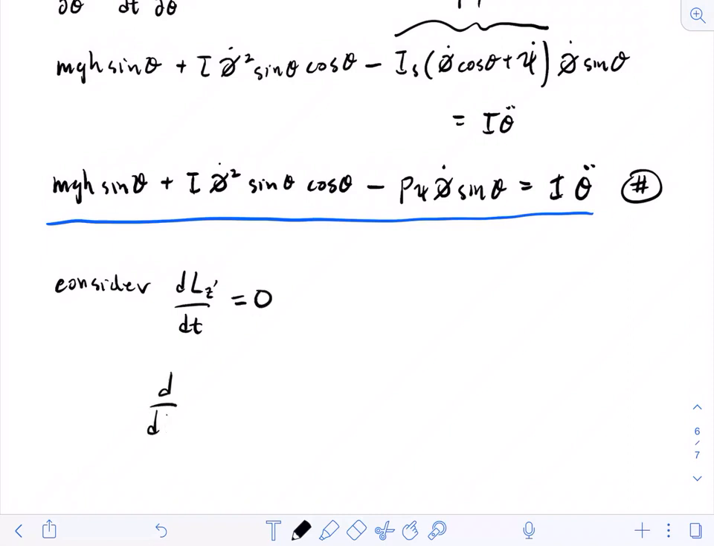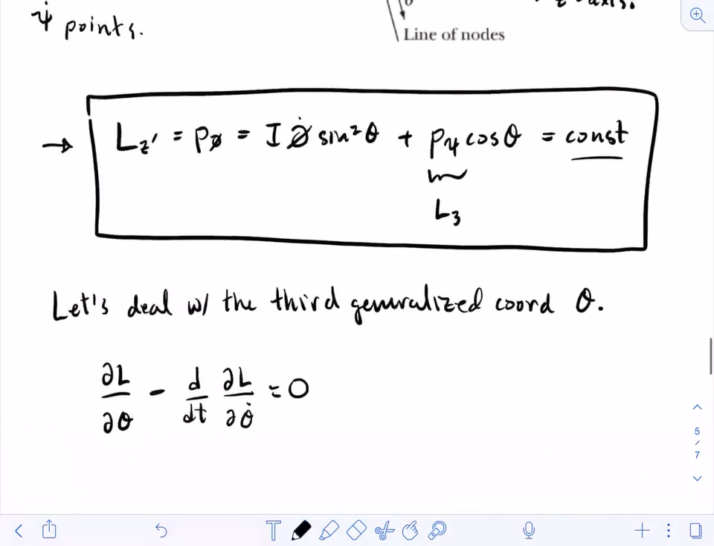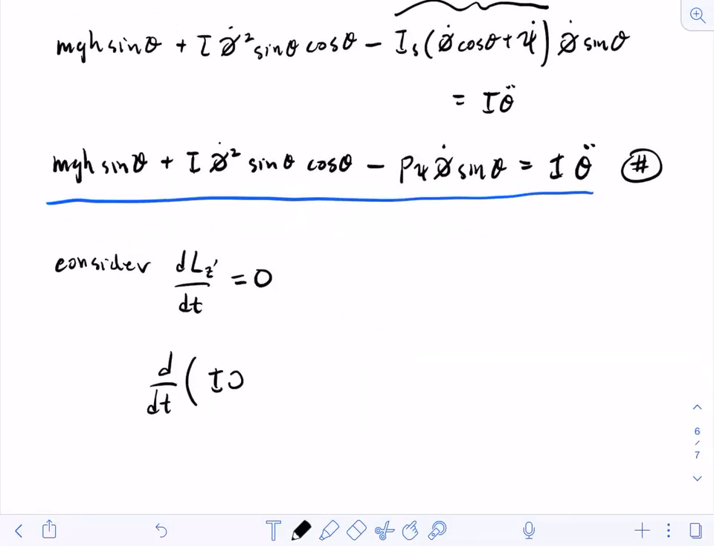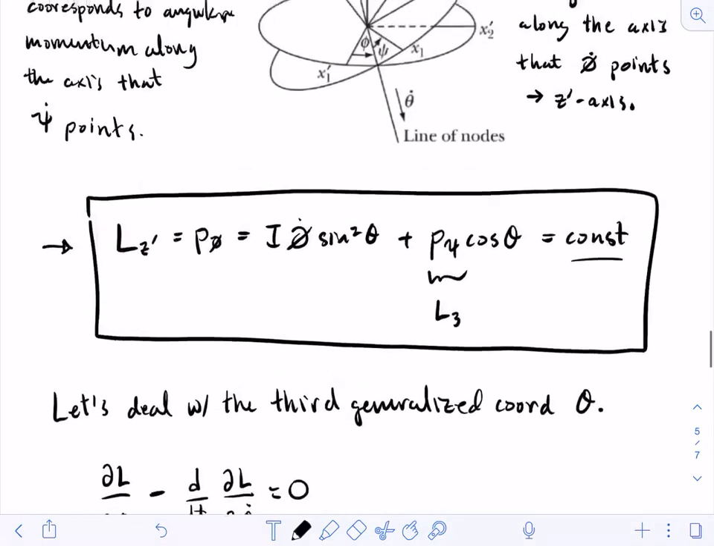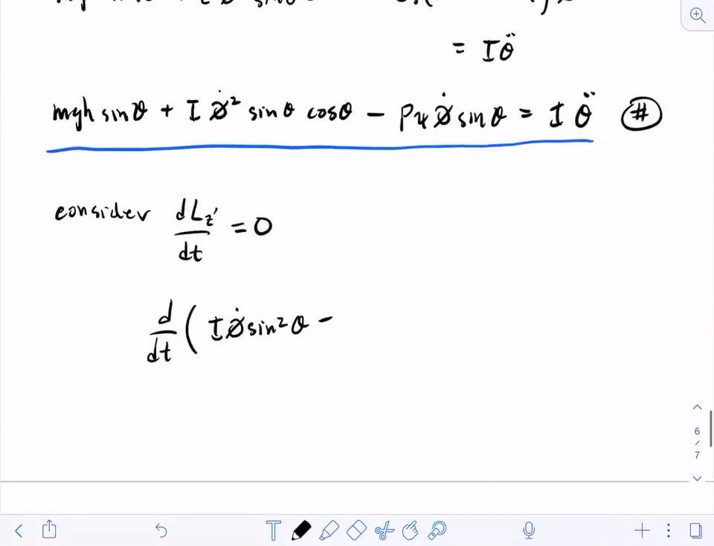So that's going to be d by dt of Lz prime. So it was I phi dot sine squared theta, and then we had a plus p psi cos theta. And then we need that to be equal to 0.